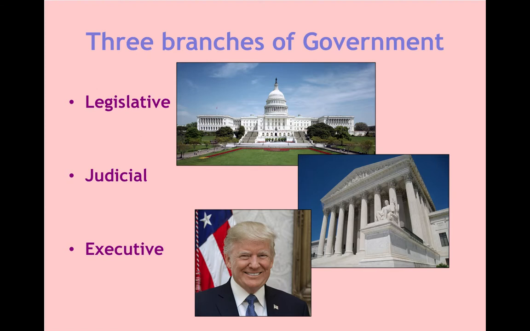Judicial branch, which is the Supreme Court. And this is really where disputes are solved. So the Supreme Court decides if a law fits with the US Constitution, for an example. And executive, which is of course the President. This branch directs the administrative law through various agencies, boards, and commissions.